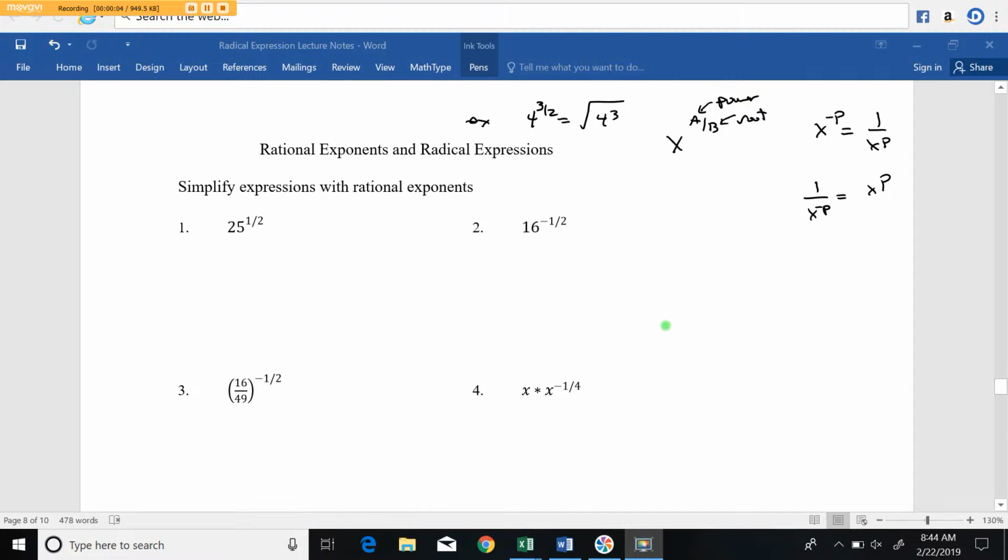I'm making this video here to talk about rational exponents and radical expressions. So, a couple things about exponents. Let's start with this right here. This is a very important one.